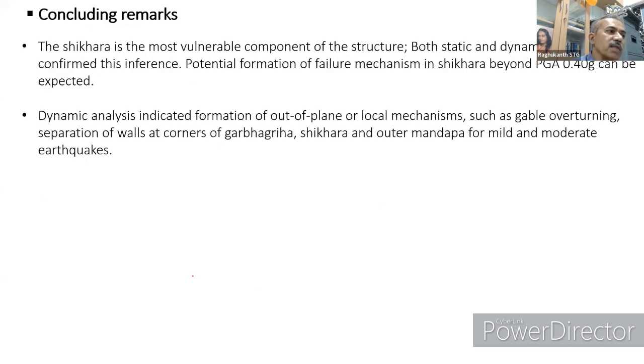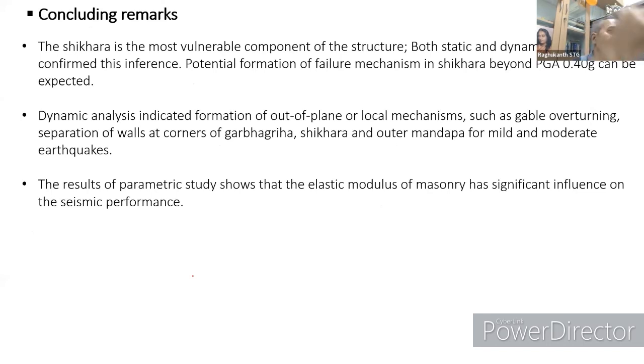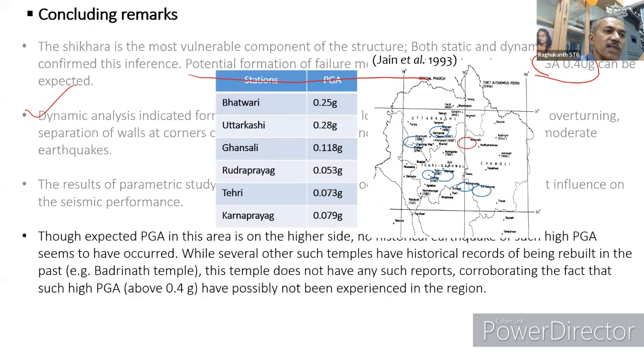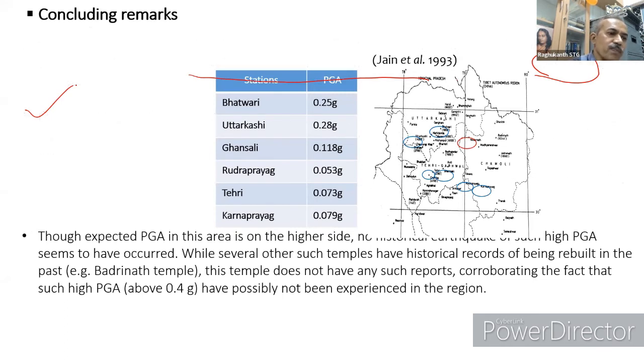And regarding the structures, what we said was the shikara, that is the main thing, is the most vulnerable. Our conclusion says the potential formation of failure can be expected beyond 0.4 G. So if the PGA at this temple site exceeds 0.4 G, definitely the shikara is going to collapse. Dynamic analysis and separation of walls, mild and moderate, has been studied, and elastic modulus has a significant influence. And we got all these numbers.